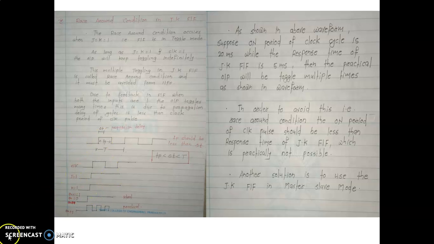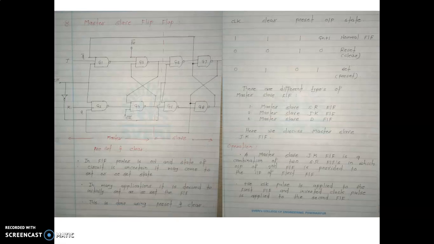So here we can consider the continuously changing clock pulse. Whatever the long clock pulse is, it keeps changing with respect to the present state. Here we can observe the output continuously changing as J and K are equal to 1. So here we can observe the multiple toggling effect. That multiple toggling effect is called the race around condition. In order to remove the race around condition, we can use a master slave JK flip-flop.